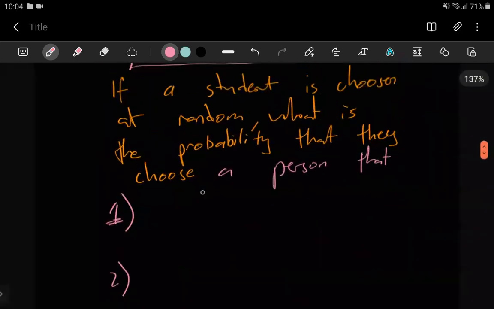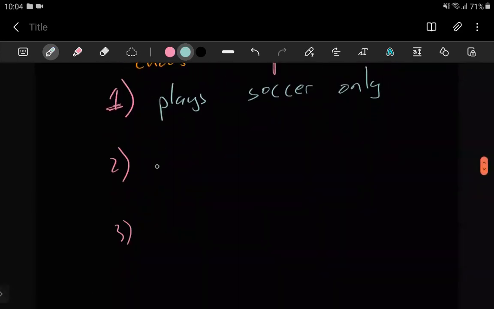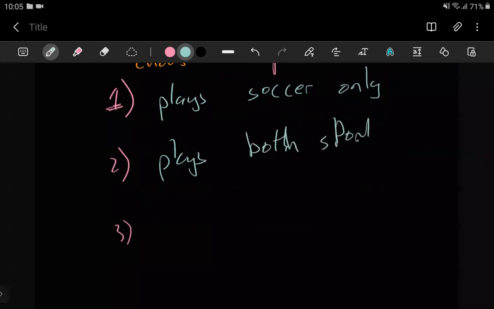So they can be asked, what is the probability that they choose a person that plays soccer only? And then they can ask for maybe plays both sports. And then they can also ask for someone that plays tennis only.